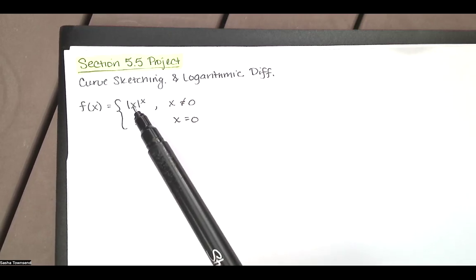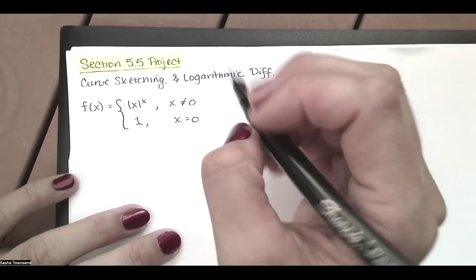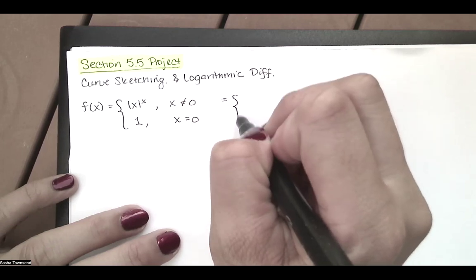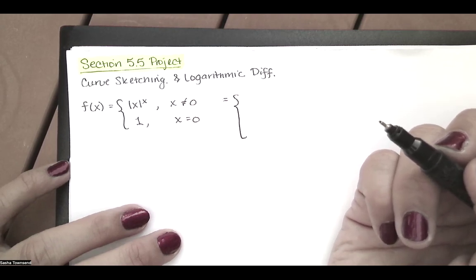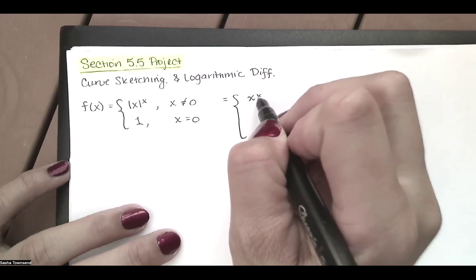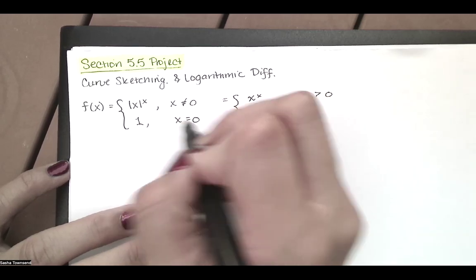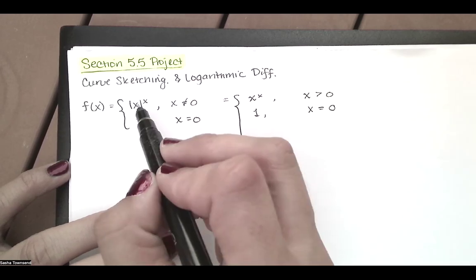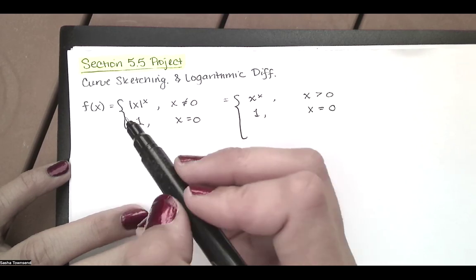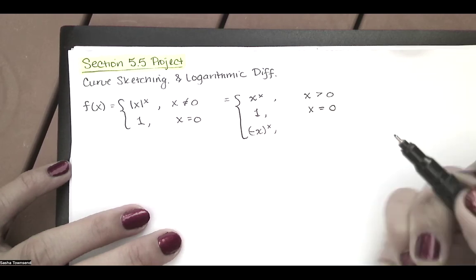Just looking at this, you might think, okay, I've got the absolute value of x raised to the x. Well, if I wanted to, I could split that into two pieces. The absolute value of x, remember, is x whenever x is greater than or equal to 0, because the absolute value of a positive number is just that positive number. So we'll get x to the x when x is greater than 0. And then we know that when x is 0, the function is equal to 1. But the absolute value of x is negative x when x is negative. So this is actually negative x raised to the x when x is less than 0.